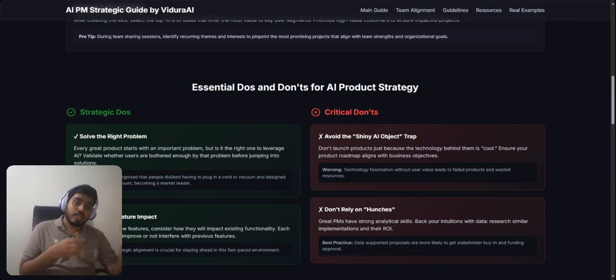And the second don't: rely on hunches. Great PMs have strong analytical skills. So back your intuitions with data and research, similar implementations and their return on investment, like Harvard. Data-supported proposals are more likely to get stakeholder buy-in and funding approval.